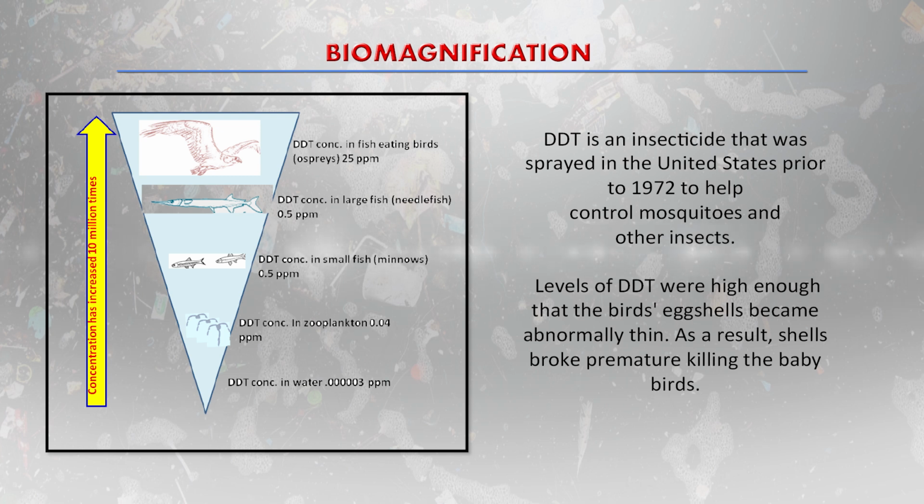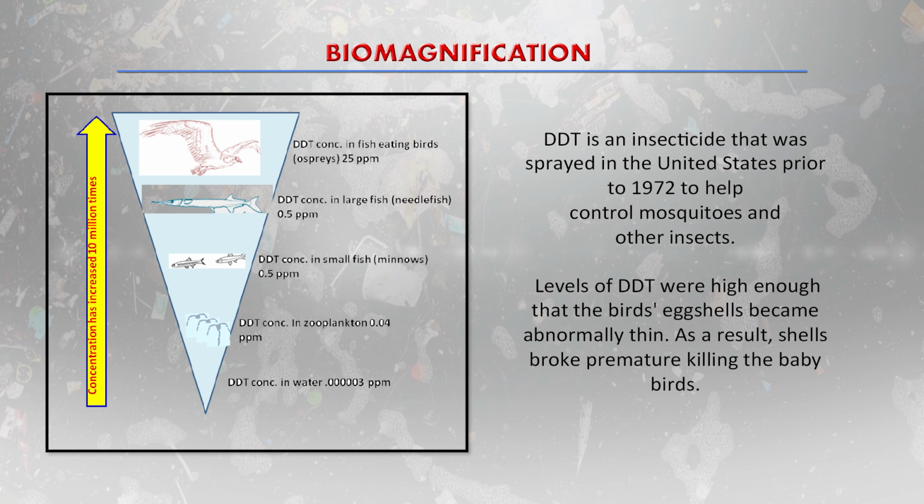Then fish, which were feeding on zooplankton, had a concentration of 0.5 ppm. In larger fish it became 0.5 ppm, and if you look at the pelican birds which are eating these fish, it went up to 25 ppm. As a result of the high level of DDT, their eggshells became very weak. So even before the egg could hatch, it broke. As a result, it prematurely killed the baby birds. So, there was a time when there was a drastic decrease in the population of these birds.